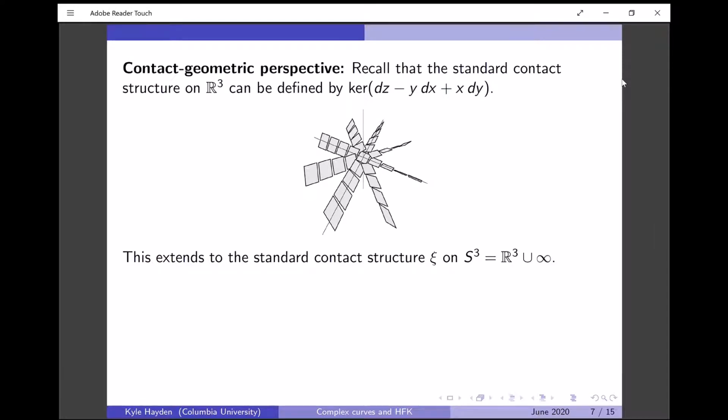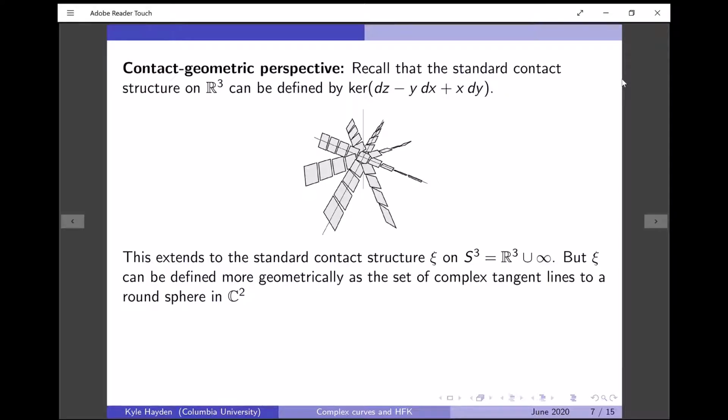And while that's a useful description for visualization, there's a more geometric description of this contact structure on the three-sphere that's useful for us. And it's that the contact structure in the three-sphere is exactly the set of complex tangent lines to a round sphere in C^2, such as the unit sphere.